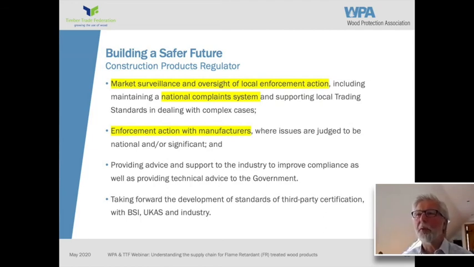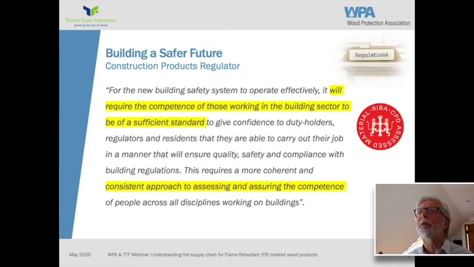I'm not sure about TTF so much, but in WPA's case, we've been lobbying for this for many years, and it's only sad that it's taken Grenfell to get us to this point. But we need to hold government to account that they deliver on these policy initiatives. Yes, a final aspect of this is competence standards, not just within industry, but also the competence of people regulating industry as well.